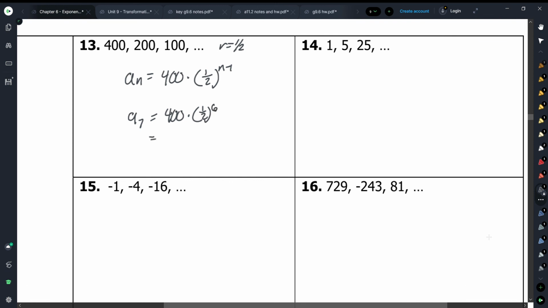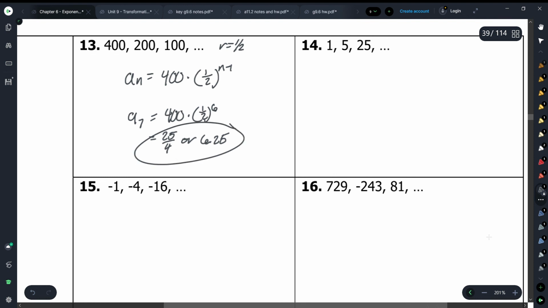400 times parentheses, fraction button, 1 over 2 raised to the 6th power is 25 over 4, or as a decimal would be 6.25. Whatever you feel like writing, decimal or fraction, doesn't matter to me.